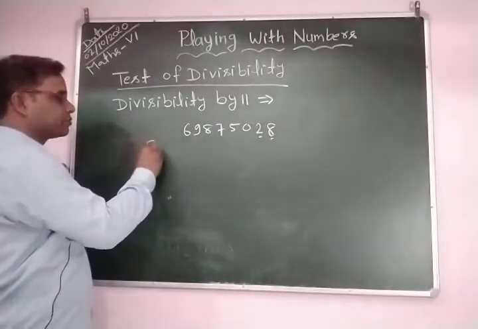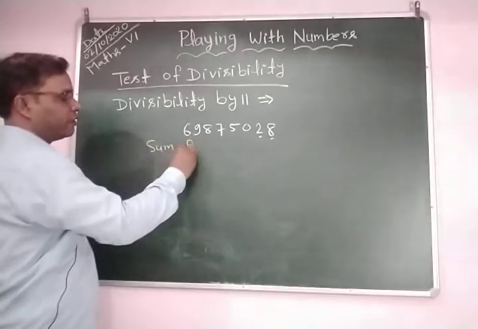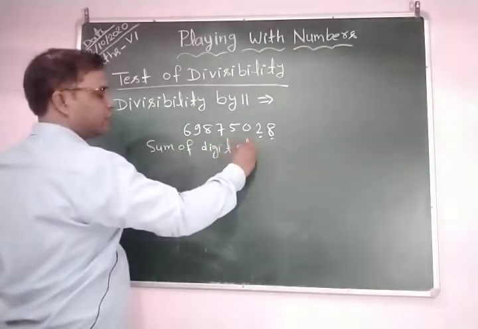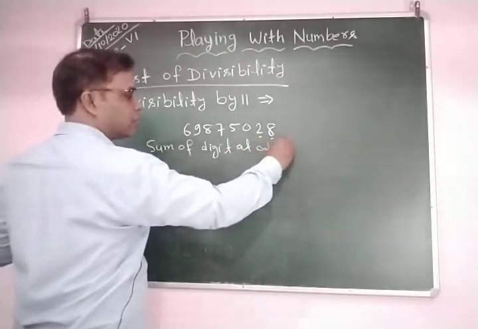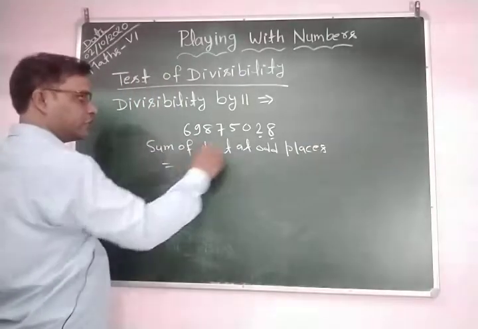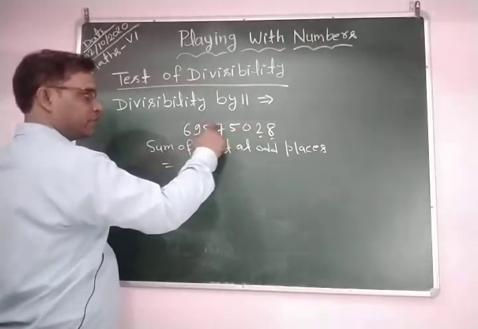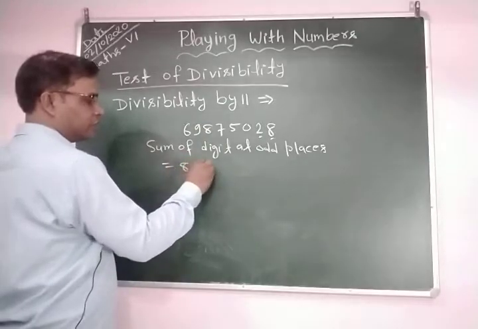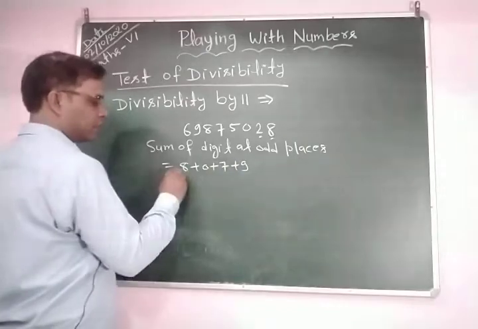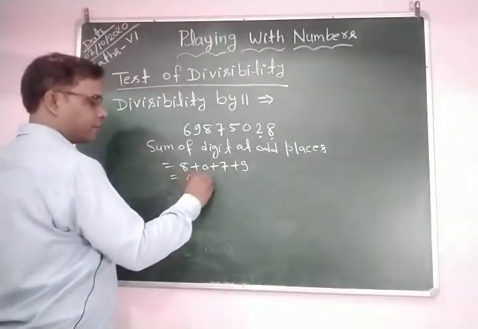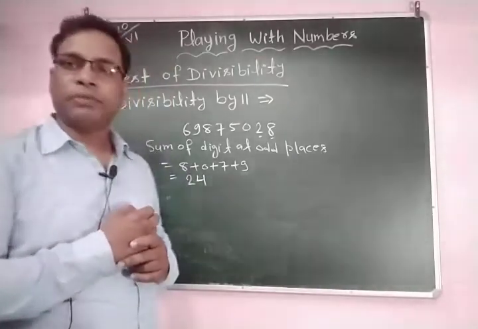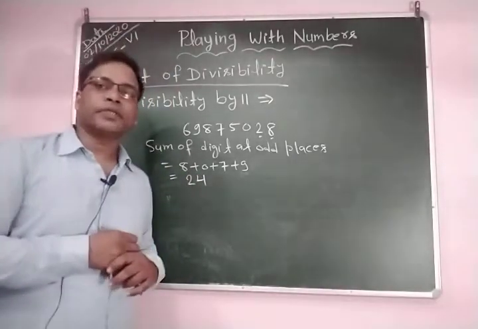So you write here the sum of digits at odd places. This is 8 plus 0 plus 7 plus 9. This is equal to 24. So 8 plus 0 is 8. Again 8 plus 7 is 15. 15 plus 9 is 24.